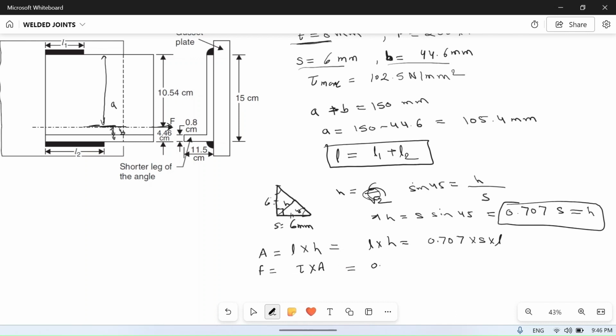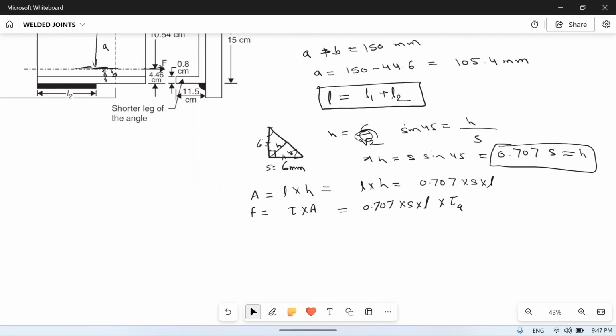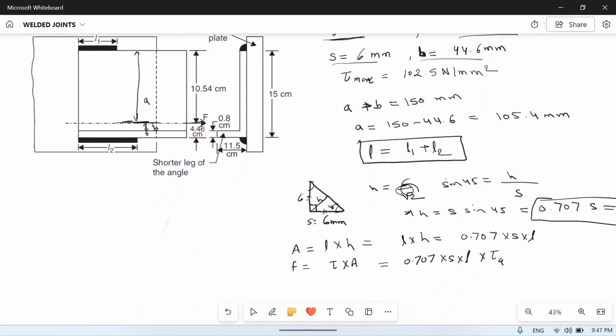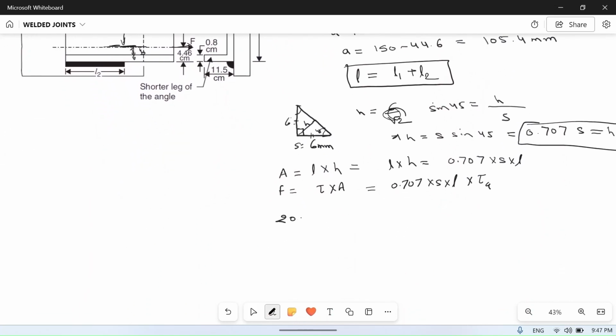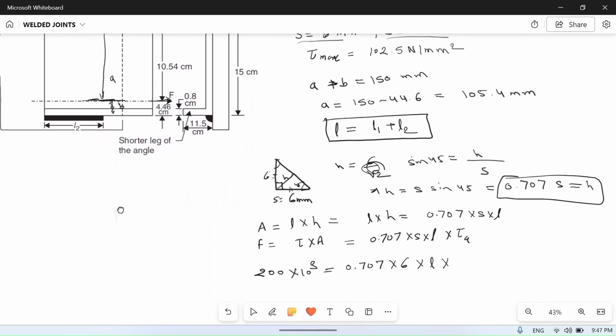So it will become 0.707 into S into L into tau allowable. From here F is given to us, this is 200 into 10 to the power 3. So 200 into 10 to the power 3 is equal to 0.707 into S, which is the thickness of the plate, 6 mm, into L, which we have to find, into tau, which is given to us as 102.5.